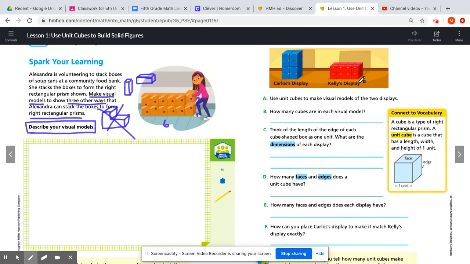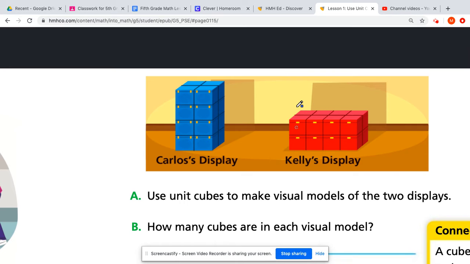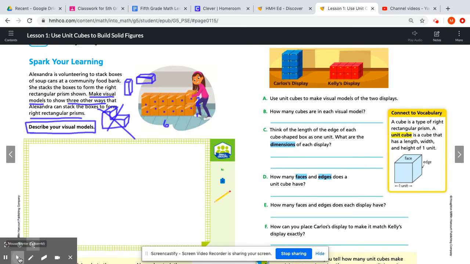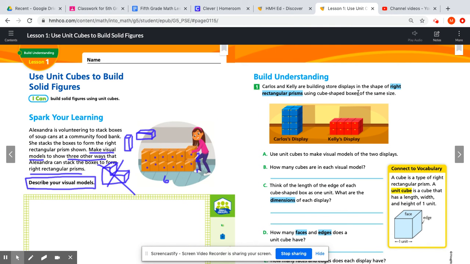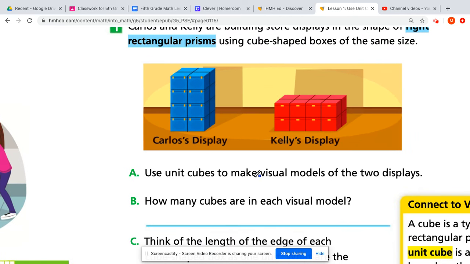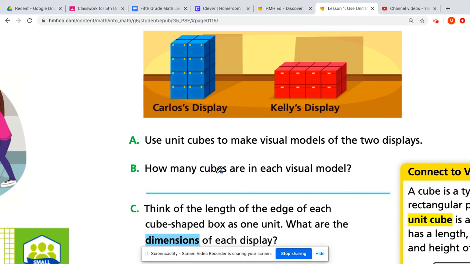Okay. Over here, we are looking at Carlos and Kelly's display box. Carlos and Kelly are bringing store displays of right rectangular prisms. So here you can see 2 examples of right rectangular prisms. It says use unit cubes to make visual models of the 2 displays. You guys do not have your own unit cubes, but you can just look at the ones that were made here by Carlos and Kelly. Okay, it asks for you to count how many cubes are in each of these models. Okay, so how many do you think are in here? How many do you think are in here?